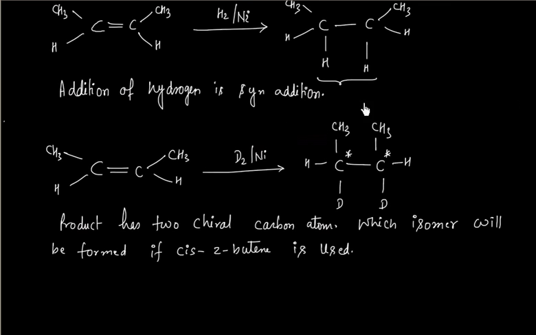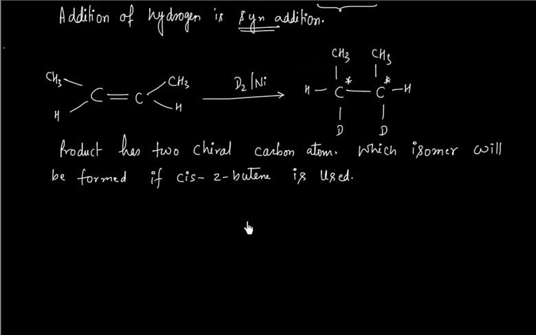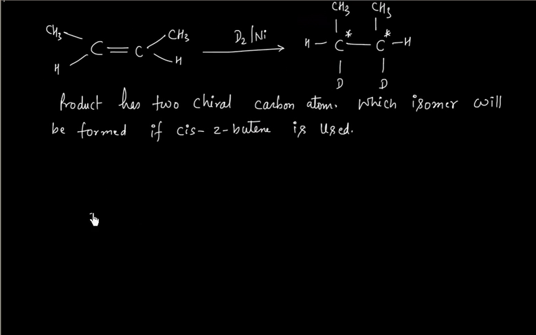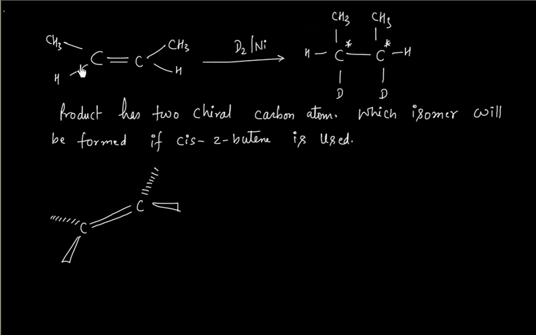Now addition of hydrogen is syn. So we have to remember one fact, that addition is syn. Now let us draw this diagram. We can show bonds by base and dashes. So this is cis, so we have this methyl group, this methyl group. Let us put these methyl groups on dash line, and this is base line. Here we have hydrogen, hydrogen.